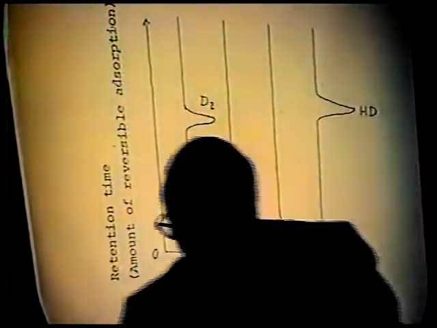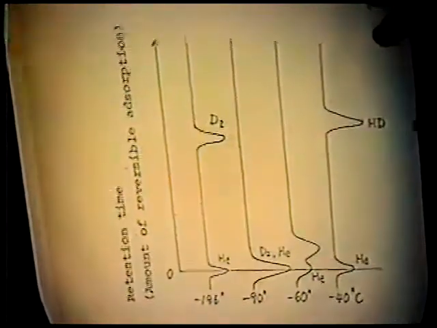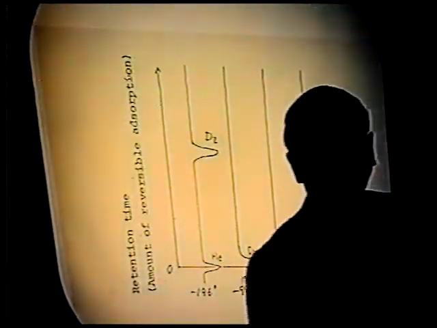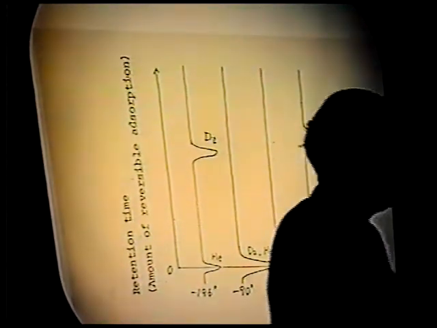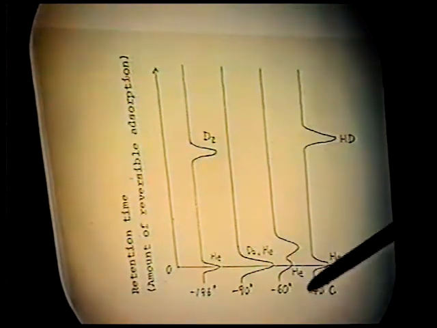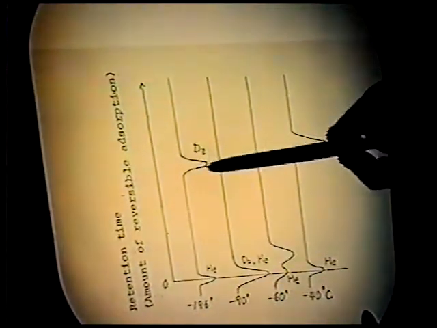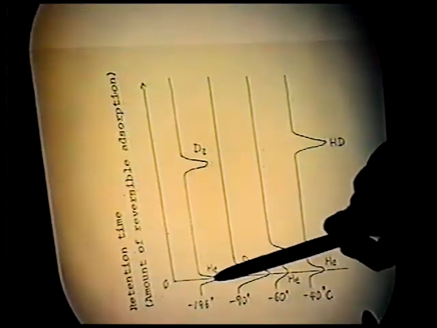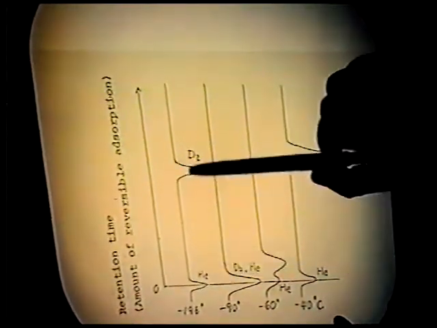So we initiated deuterium gas chromatography using hydrogen as carrier gas. At liquid nitrogen temperature, the retention time of deuterium is very large as compared to helium. This means deuterium is adsorbed, repeating adsorption and desorption, and that gives retention.